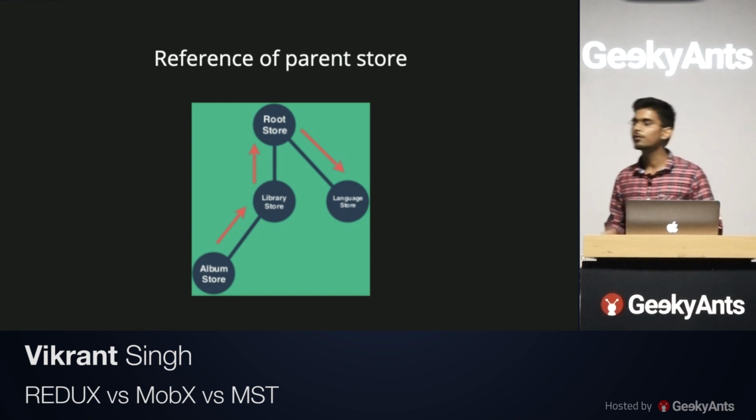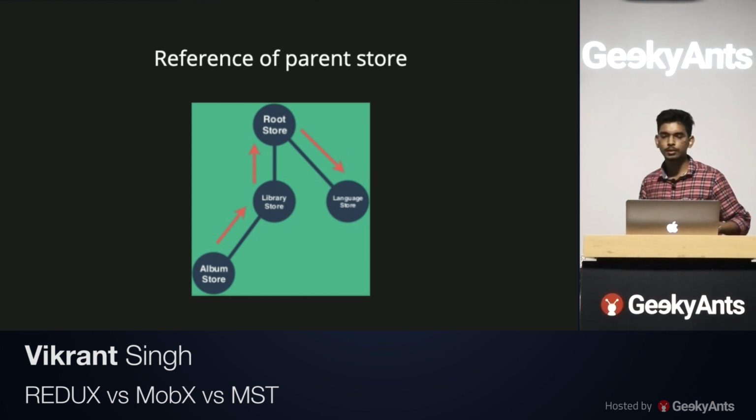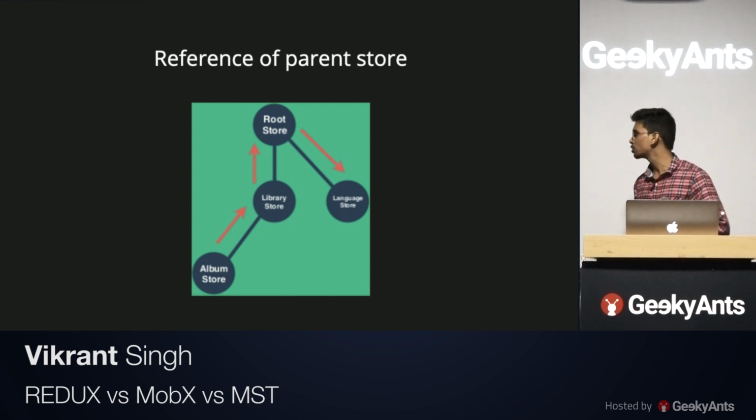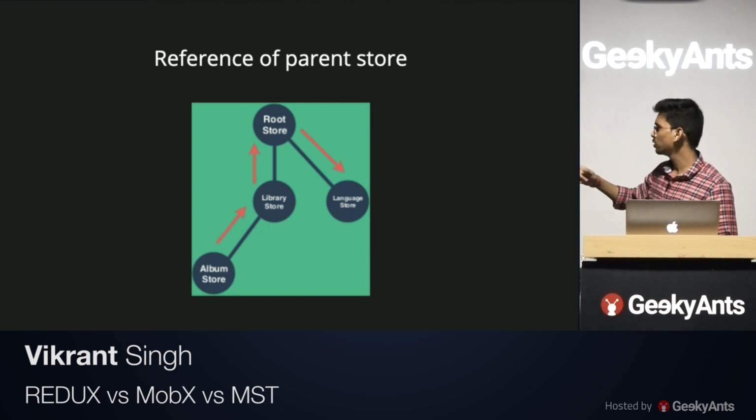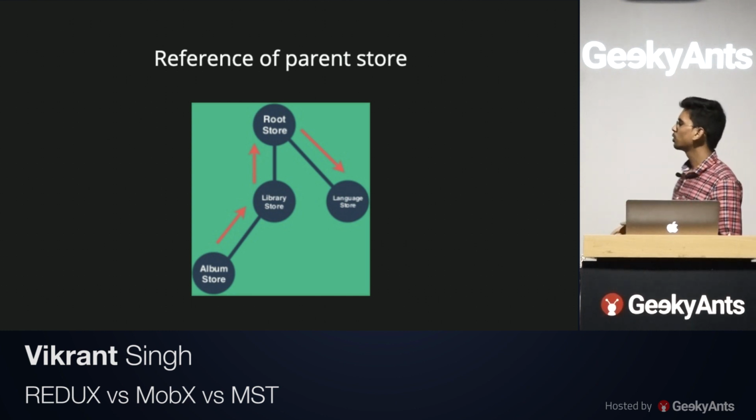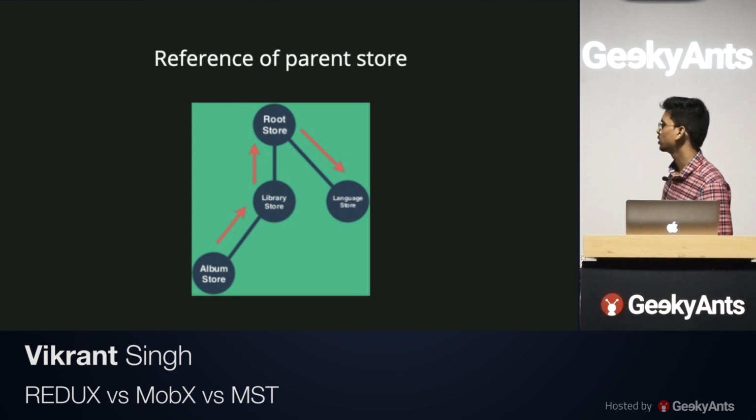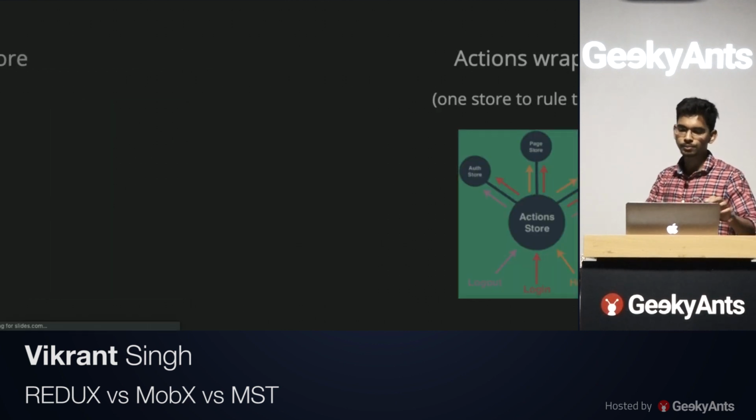The first approach is reference of parent store. Suppose your album store wants to communicate with the language store. All it would do is get the reference of the library store, which is its parent store, and the library store would get access to the root store, and the root store would give access to the language store. In this way, the album store can directly communicate with the language store, and that's it. One con of this approach is that one of the stores would end up knowing the structure of our trees. So if your application is small, then you can use this kind of approach for communicating.